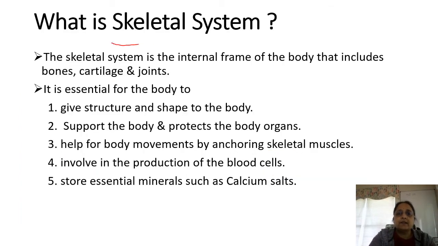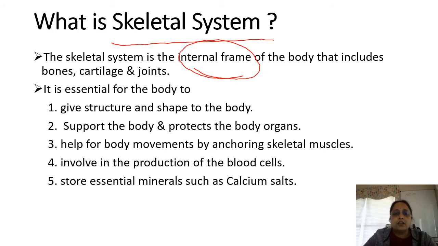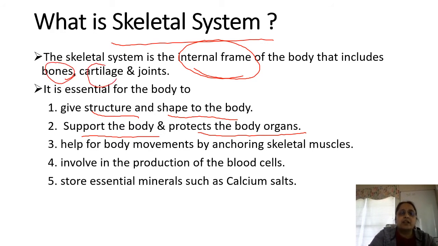So what is the skeletal system? It is the system that is involved with forming the internal framework so that it can give structure and shape to the body. While doing that, it also supports the body and protects body organs such as the brain, heart, lungs, etc. It includes bones and cartilage, and bones are joined with each other by means of joints. They may be movable or immovable joints.